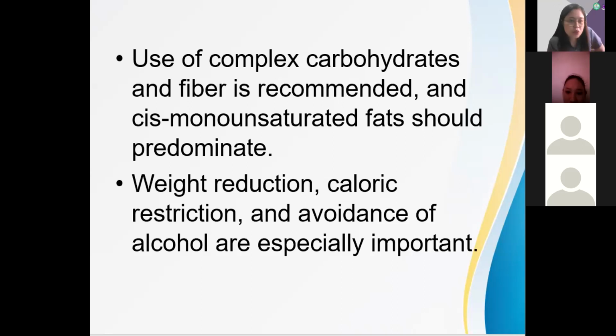The fiber also, so you have to look for foods na rich in fiber. Bulky siya ang fiber, pero dili man siya ma-absorb, so wala siya kaayo sugar. Pero mabusog ka. Gusto ka maka-poops, di ba, magkaon ka og fiber. So weight reduction, caloric restriction, and avoidance of alcohol are especially important for this kind of condition. Diet, caloric restriction.